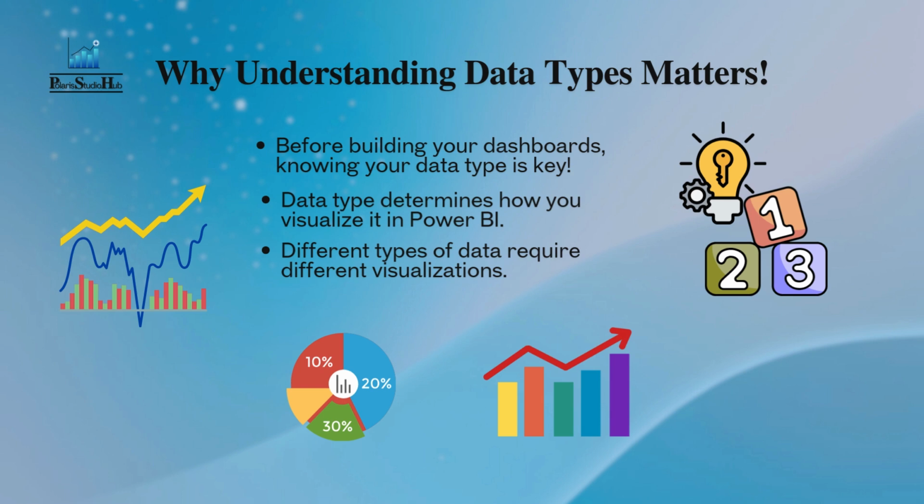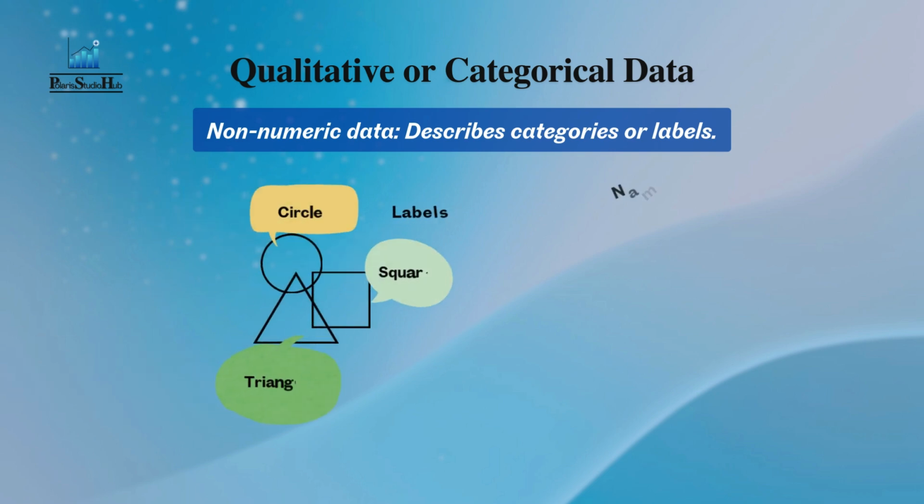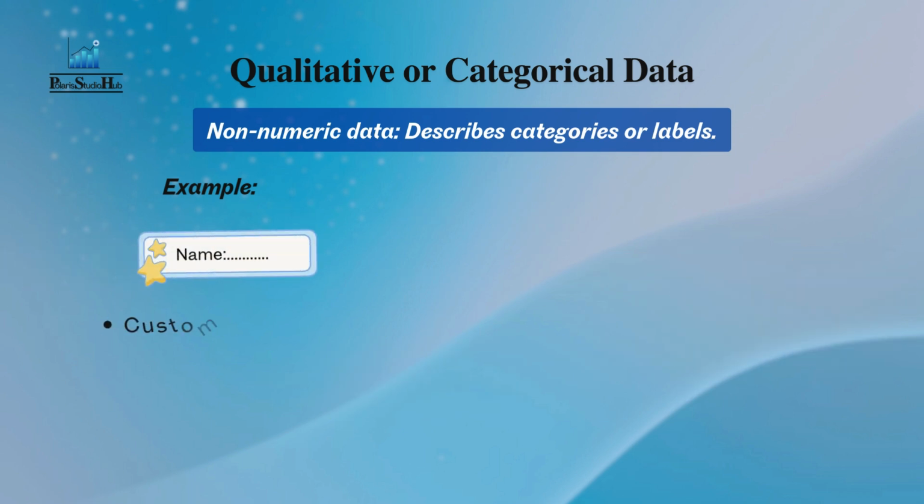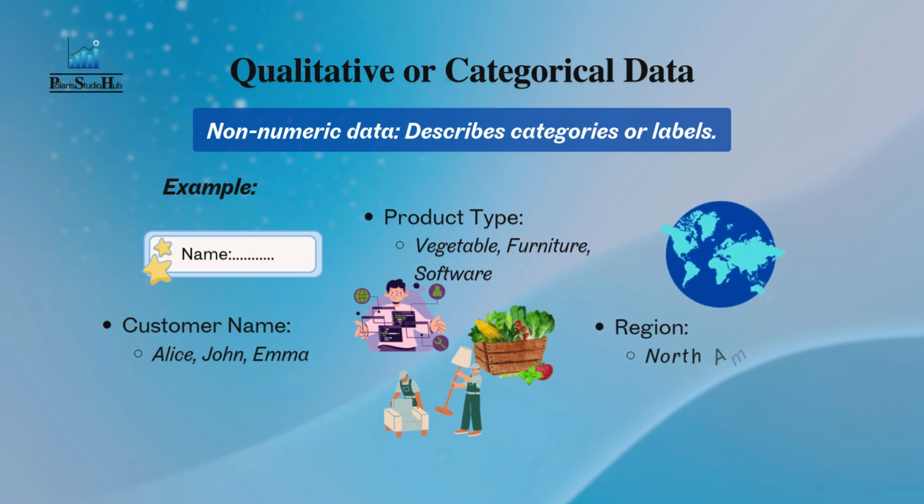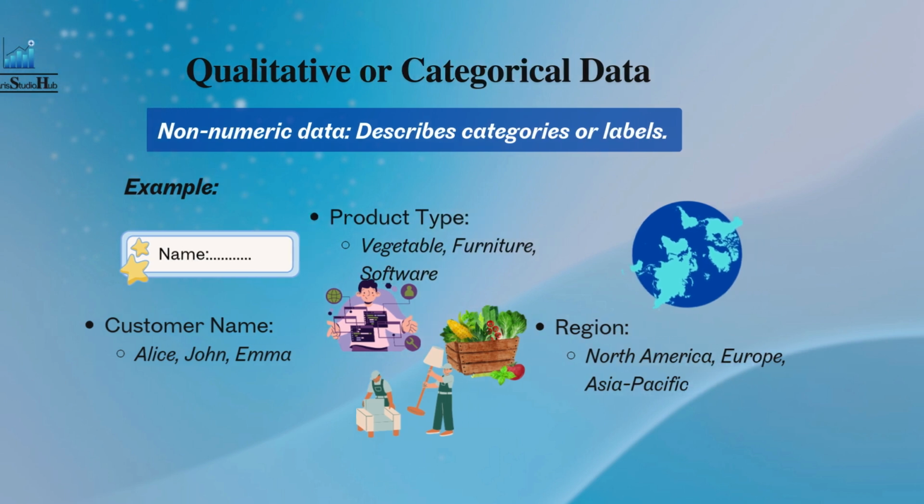All right, let's break it down. First, we have qualitative data, also known as categorical data. This type of data includes labels, names, or categories. It's not numerical and can't be measured in a traditional sense. Instead, it helps group and classify information. For example, customer names like Alice, John, or Emma, product categories like vegetables or software, and regions like North America or Asia Pacific all fall under qualitative data. This type of data is useful for understanding trends, segmenting customers, and organizing information.